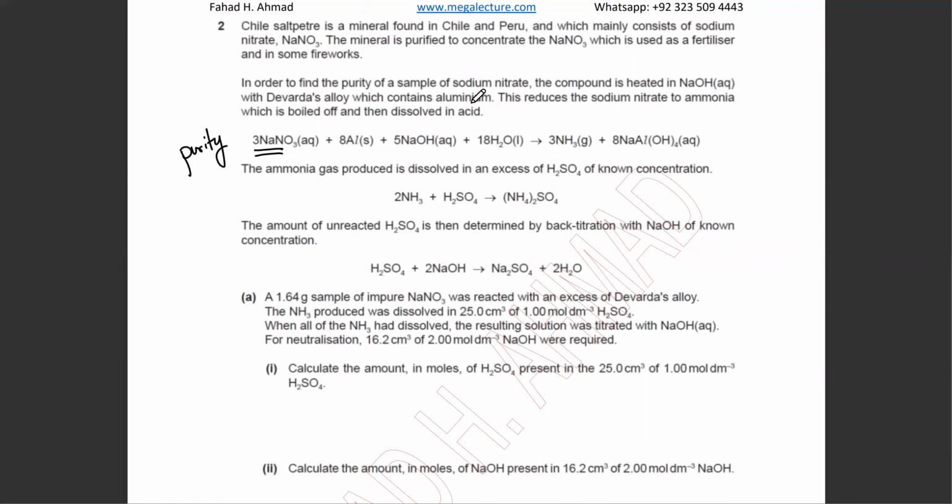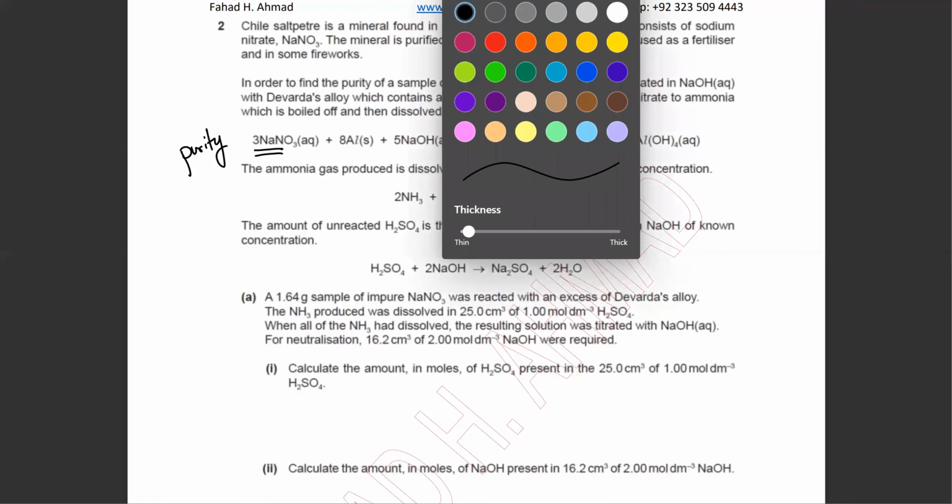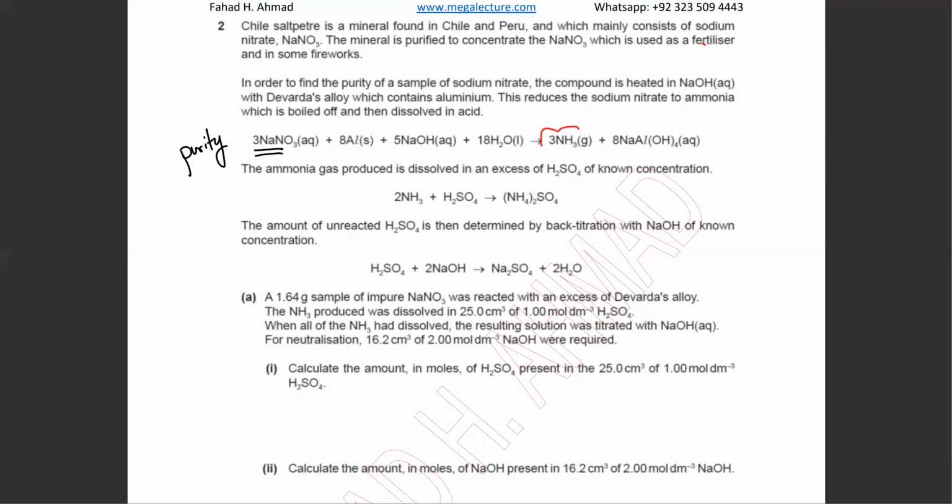The compound is heated in NaOH with Devarda's alloy, which contains aluminium. So that's aluminium. And ammonia, which is boiled off and then dissolved in acid. So this is what's going on. Ammonia is produced, and then this ammonia is taken and dissolved in an acid, right? So the ammonia that is produced in the reaction is dissolved in excess sulfuric acid, and the sulfuric acid is in excess. So that means it remains unreacted.